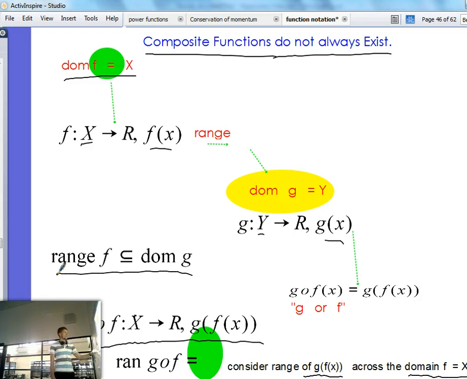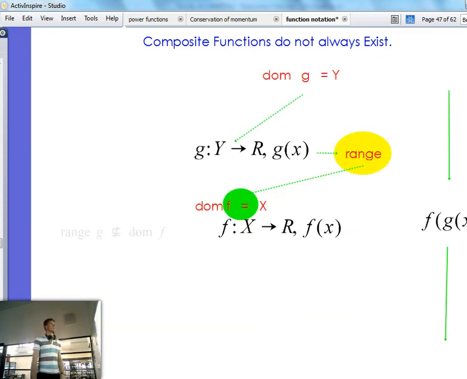So if the range of f is a subset of the domain of g, meaning it fits inside, it is smaller, then g of f exists. And we can define it fully in this manner. But if it's not a subset, if the range is bigger than the domain of g, then we're in trouble. We get a different situation. So let's consider that. The composite function doesn't exist when we've got this different domain.